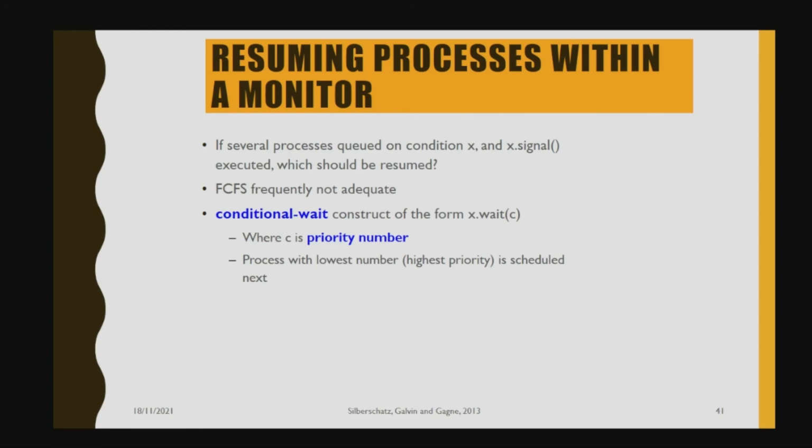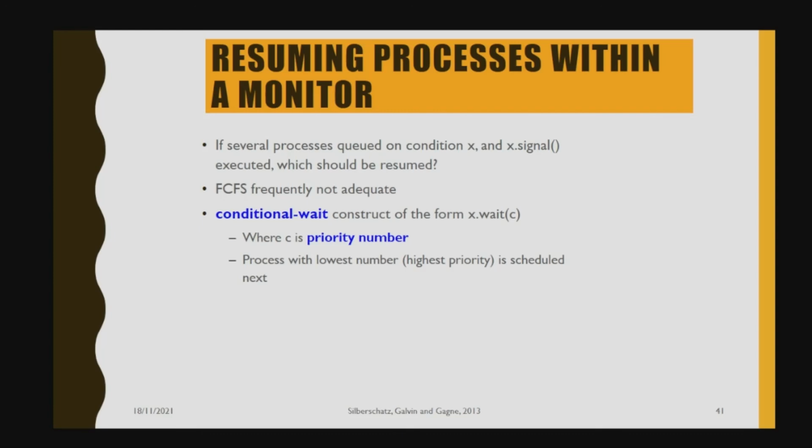Okay, this one is resuming processes within a monitor. So if several processes are queued on the condition x and the x.signal function is executed, which one should be resumed? Okay, if several processes are queued, let's say process 1, process 2, and process 3 in the queued condition, and then x.signal is executed, meaning we call the function x.signal. So which one is to be executed first?